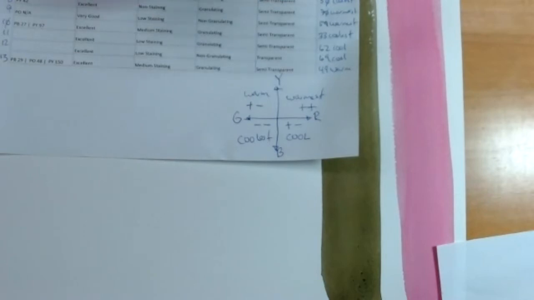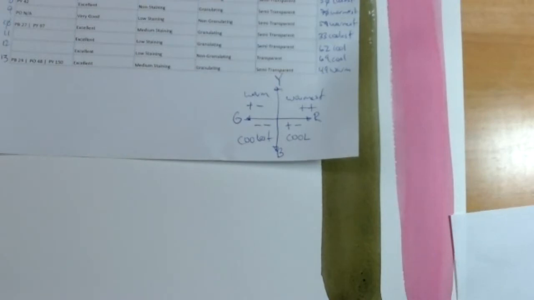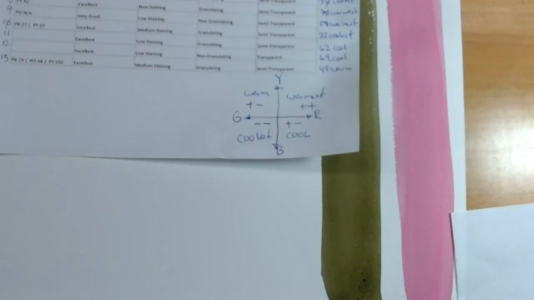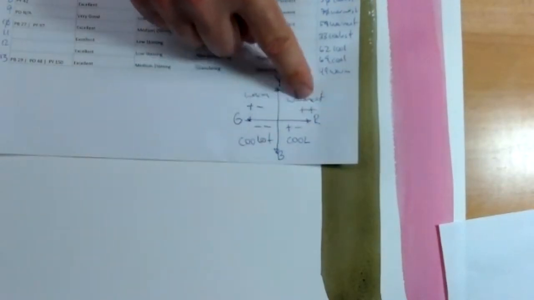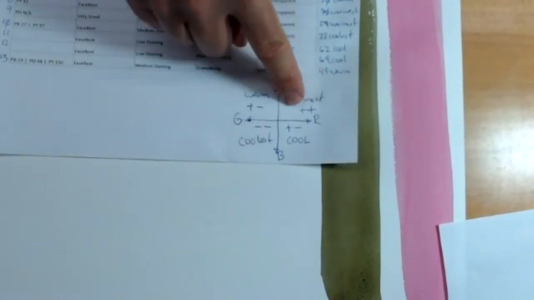This is 77, so it's a bright color, this being the Italian Venetian red. The Italian Venetian red is going to be 77, so that's a high brightness relative to it, and it's also in the warmest, so it would live up in this quadrant right here.